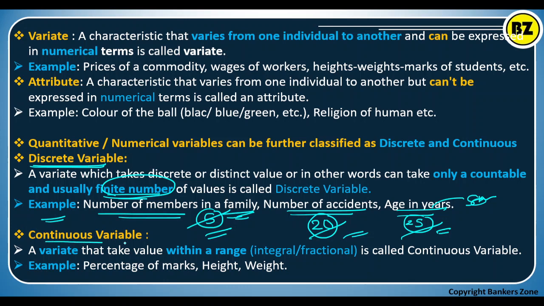Now what is a continuous variable then? A continuous variate is one that takes values within a range.